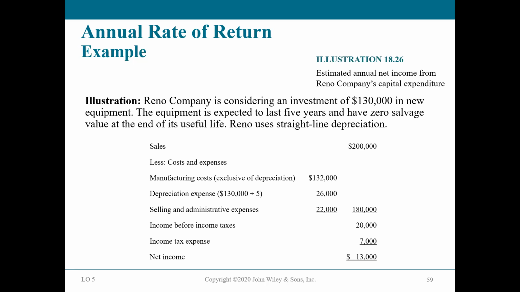So an example again, Renault Company is considering an investment of $130,000 in new equipment. The equipment is expected to last 5 years and have zero salvage value at the end of its useful life, and they use straight line depreciation. So sales of 200,000, manufacturing costs exclusive of depreciation 132,000, depreciation expense 130,000 divided by the 5 years is 26,000, selling and admin 22,000. Income before income taxes is 20,000, and we'll assume a 35% tax rate. So we have a net income of 13,000.